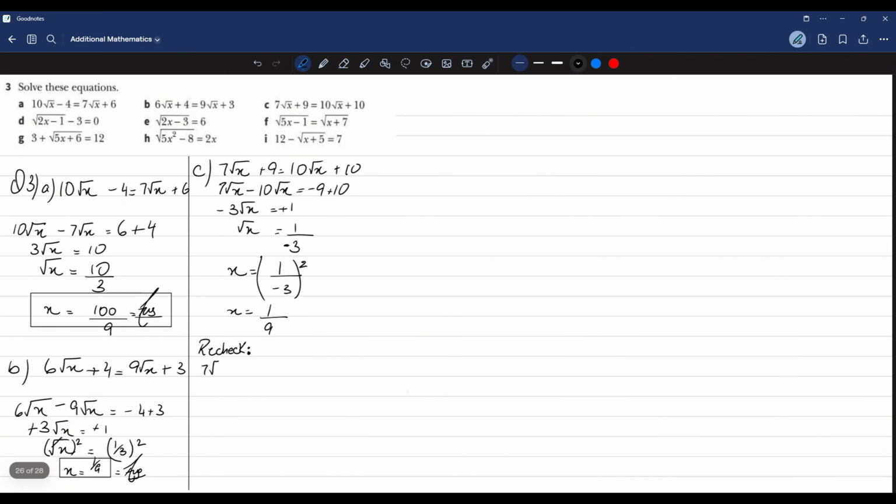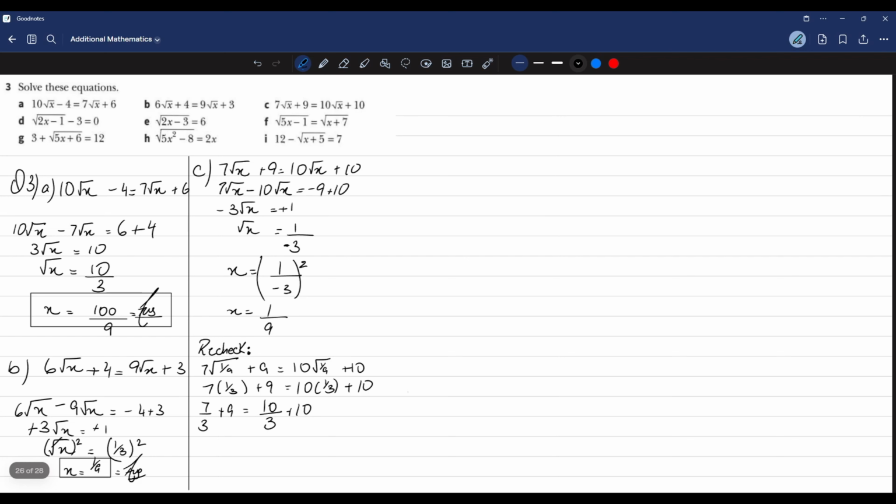I would get 7 under root 1 over 9 plus 9 should be equal to 10 under root 1 over 9 plus 10. And if I were to simplify this again, 7 multiplied by 1 over 3 plus 9 should be equal to 10 multiplied by 1 over 3 plus 10. Then we have 7 over 3 plus 9, and that should be equal to 10 divided by 3 plus 10.